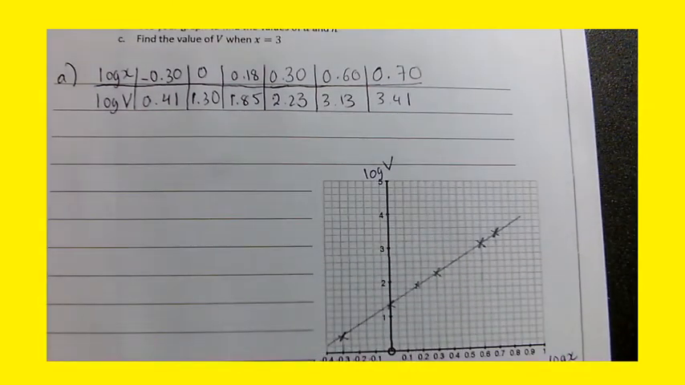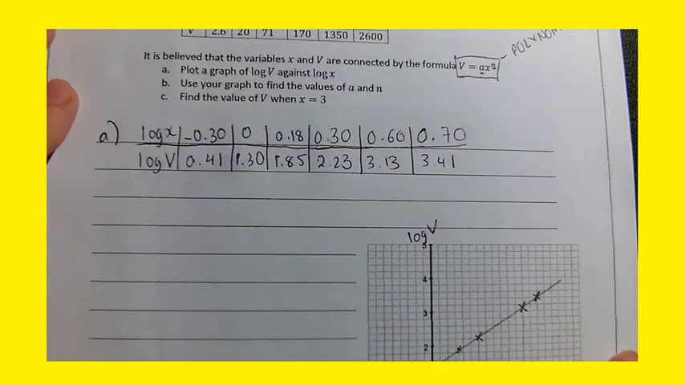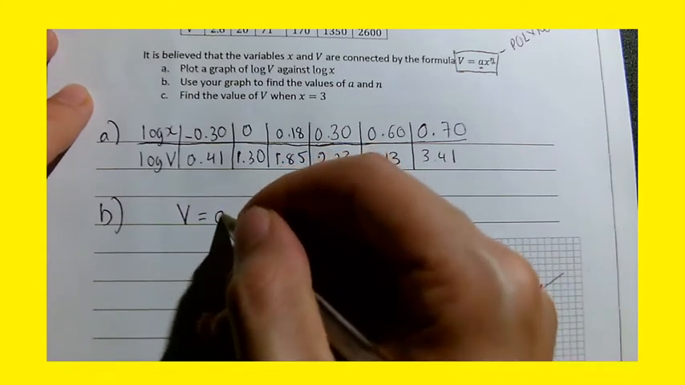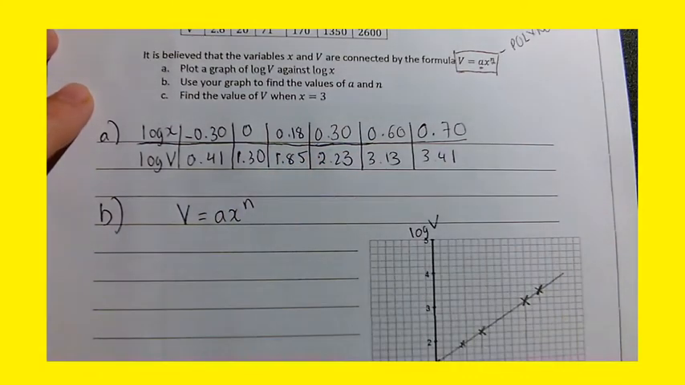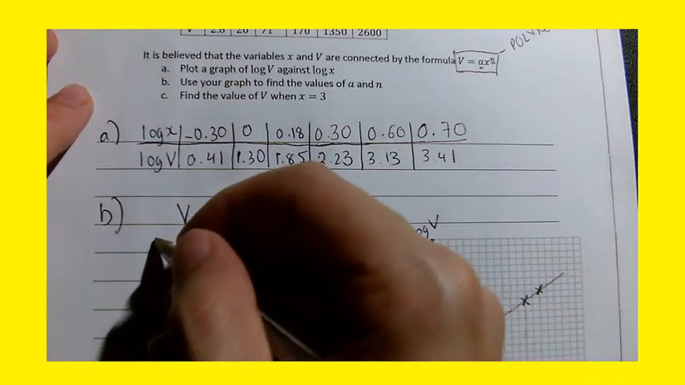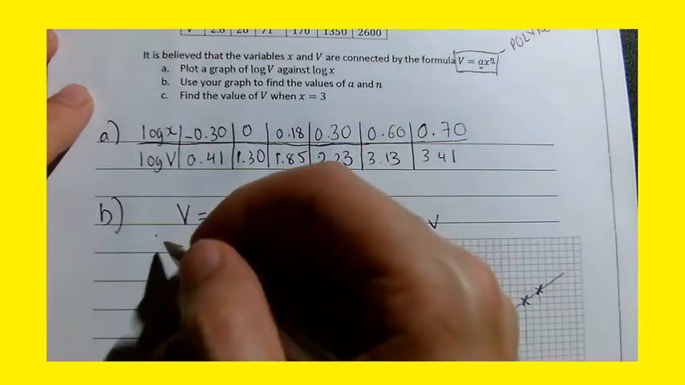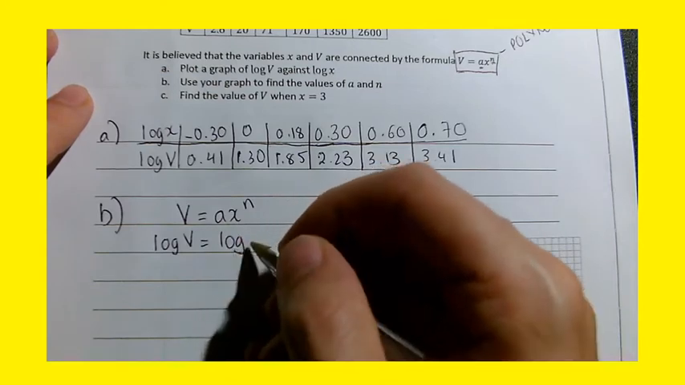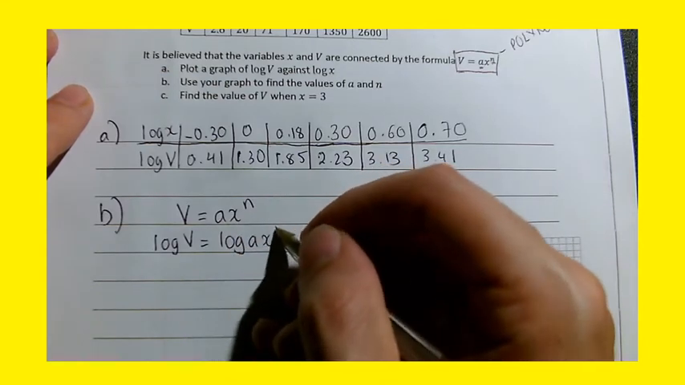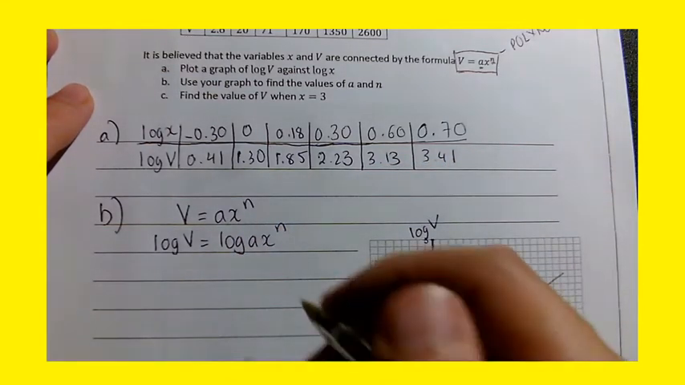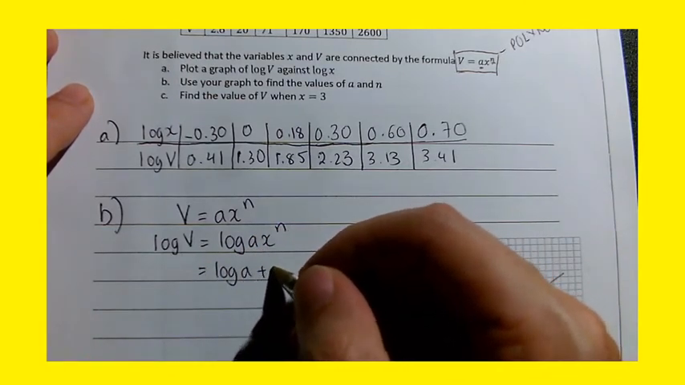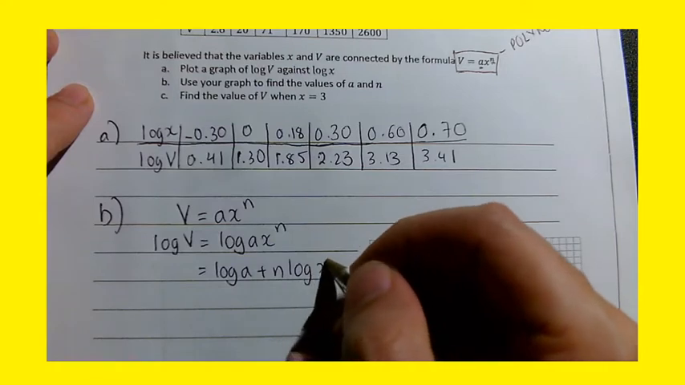Okay. Part B, use a graph to find the values of a and n. So let's just break this down. This is the polynomial form. Now if we look at the notes, I'm going to do this a bit manually, so I'm going to show you how we can get a straight line equation. If I log both sides, use multiplication law, I'll get to this stage here.